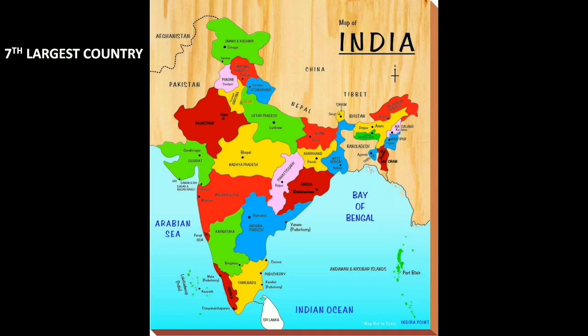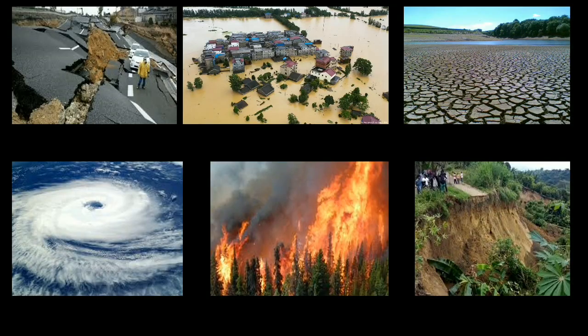Nature provides its own ways and means of sustenance of life on earth. But there are also destructions which are caused naturally, such as earthquakes, floods, droughts, cyclones, landslides, and forest fires. These kinds of destruction caused by the force of nature are called natural hazards.